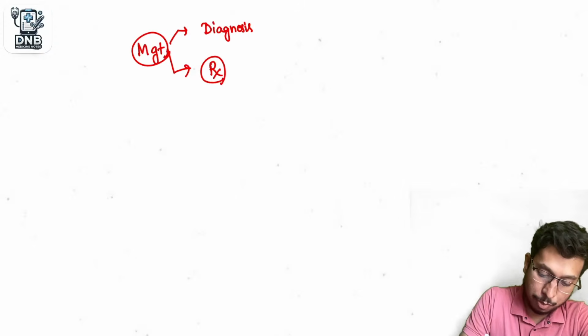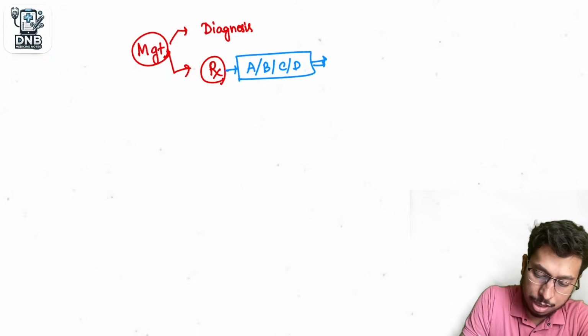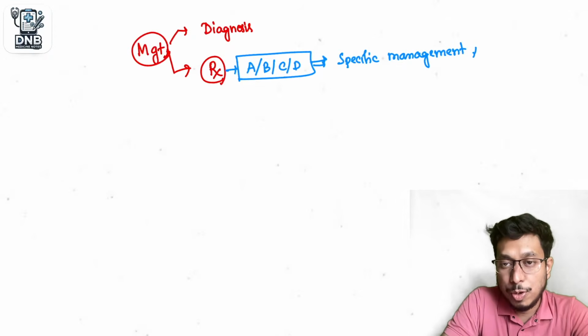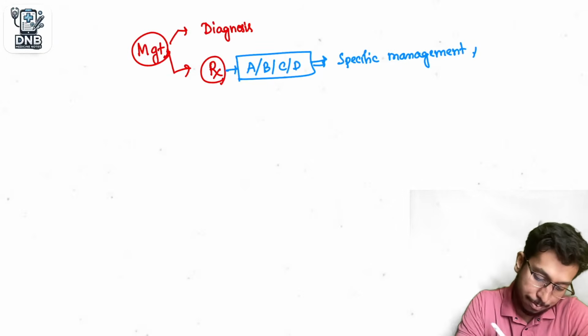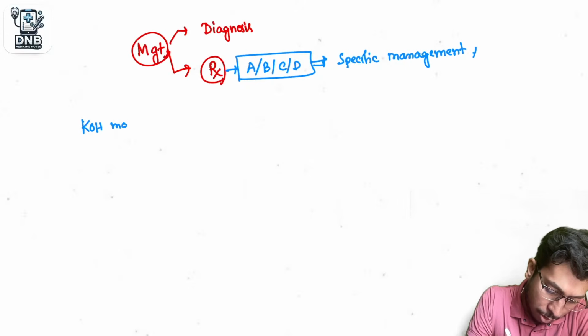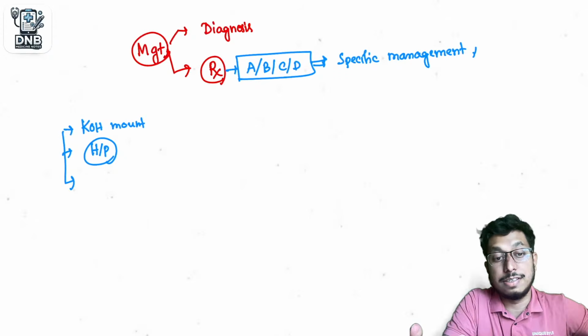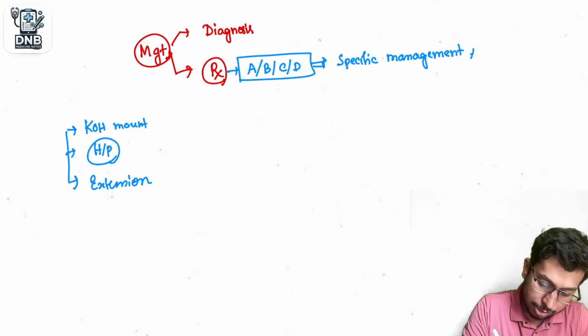And in treatment, always write about A, B, C, D: airway, breathing, circulation, and disability limitation. Then start with the specific management. At least spend a few lines regarding this. Now, diagnosis of mucormycosis: it is a fungus. So how will you approach? Obviously, you need to confirm the diagnosis by a mount. What mount? KOH mount. What else can we go for? We can go for histopathological analysis. You can also check how much the mucormycosis is involved, to check for extension, whether it is orbital or rhinocerebral mucormycosis. You can check for extension through MRI or CT scan.